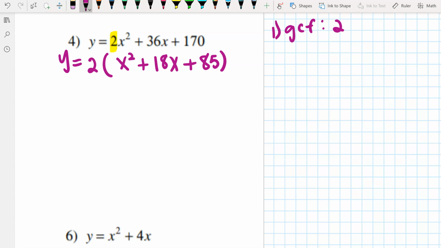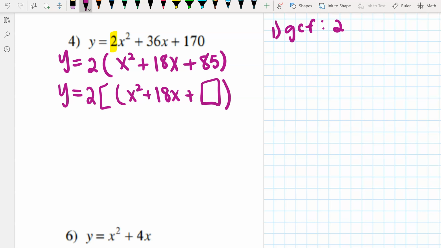We're going to carry that with us. So now our next part is we're going to create our boxes. So follow with me. We're going to do a bracket, and we're going to do x squared plus 18x plus box, close parentheses, plus 85 minus our box, close bracket.